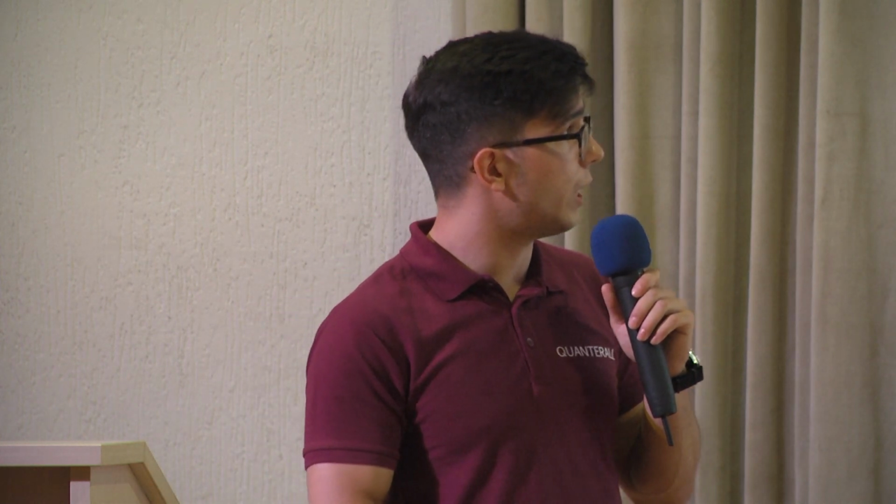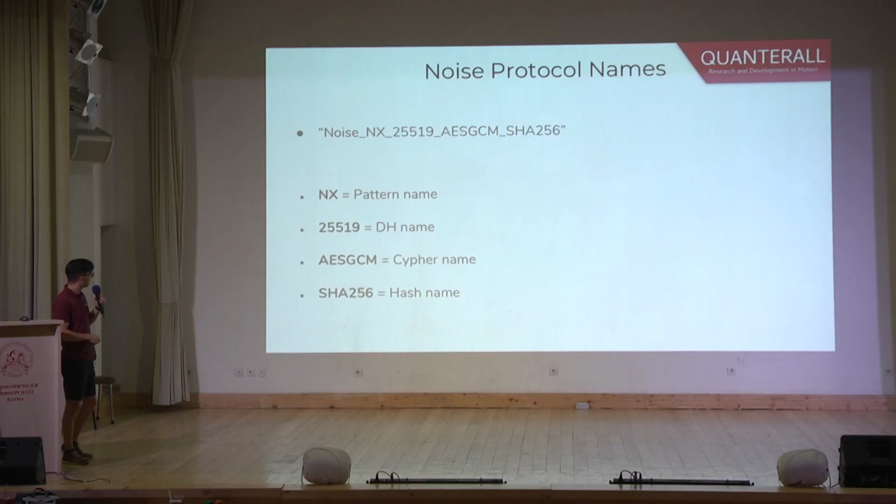Next, we have what DH name we're going to use to establish our shared secret key. In this case, we use DH25519. Then we have the cipher name, which is going to be used once we get this shared secret key. So when we get this shared secret key, we are going to encrypt and decrypt the messages with AES GCM. And we have a hash name if we are going to use the encoding layer.